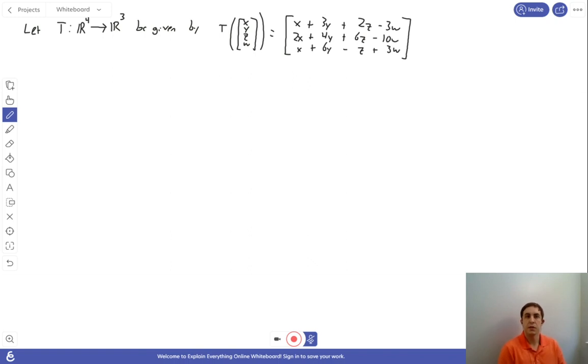In this video, we're going to verify the rank nullity theorem for a given linear transformation. So here I have a map from R4 to R3, and I've given it by saying what happens to the vector x, y, z, w. So the first thing we're going to want to do is write down the standard matrix for our linear transformation.